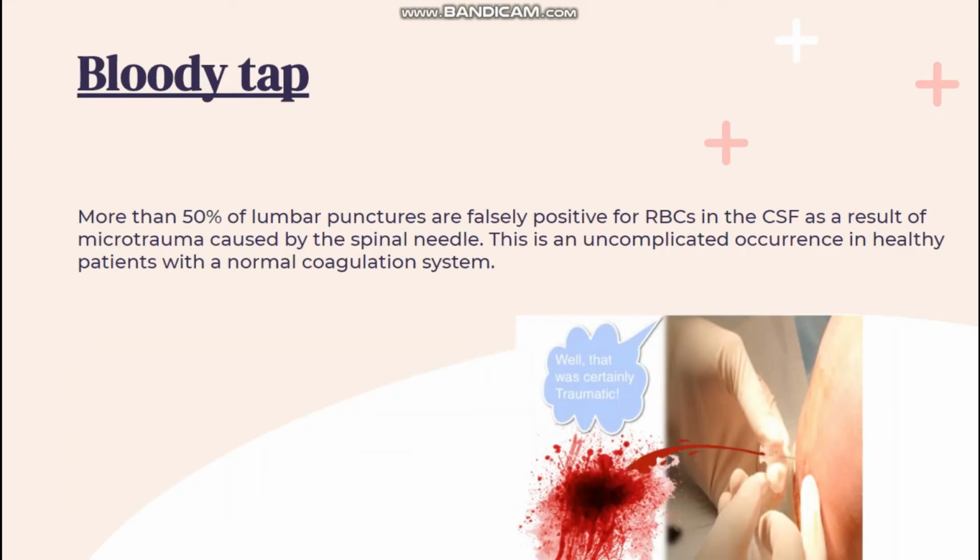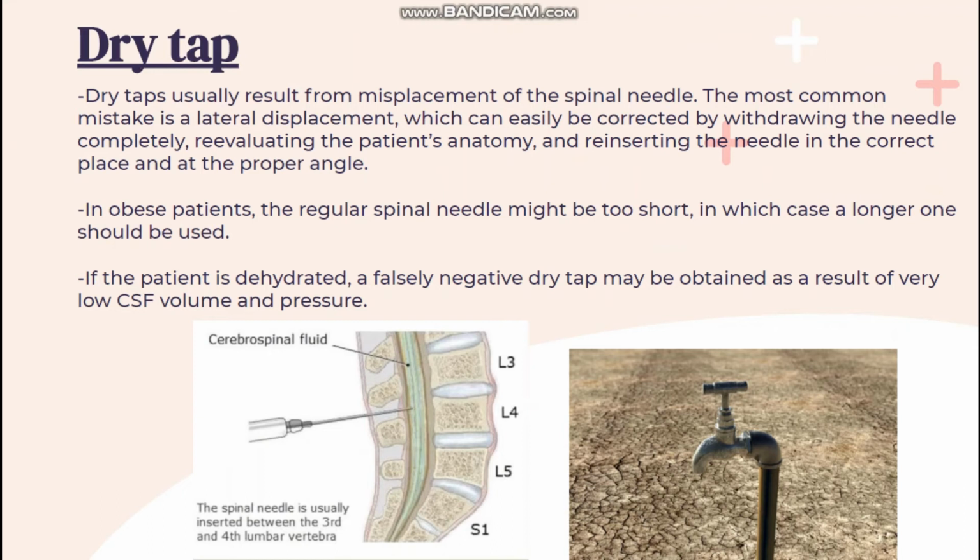A bloody tap. More than 50% of lumbar punctures are falsely positive for RBCs in the CSF as a result of microtrauma caused by the spinal needle. This is an uncomplicated occurrence in healthy patients with normal coagulation system. However, if the patient has an abnormal coagulation system or has a problem with coagulation, it is more likely to have a bloody tap.